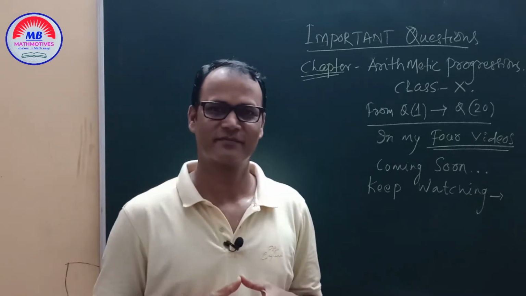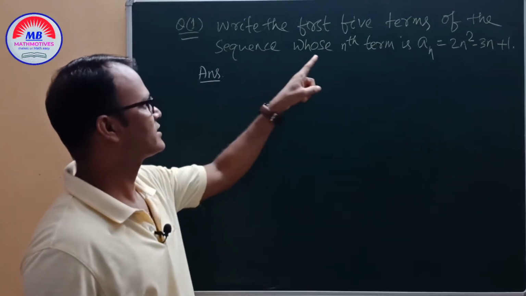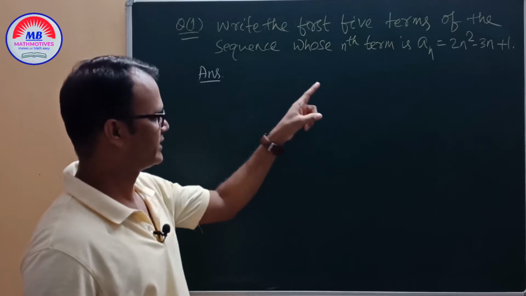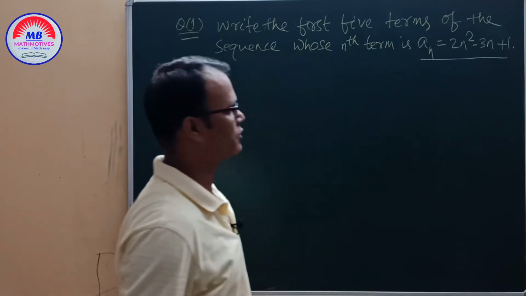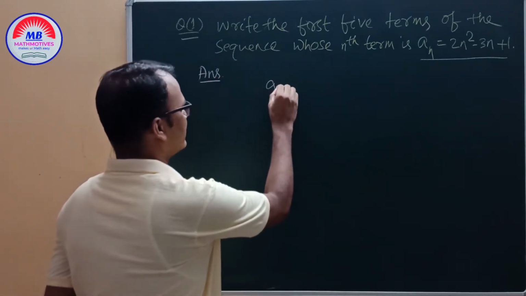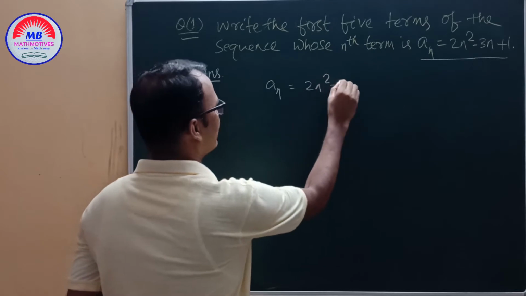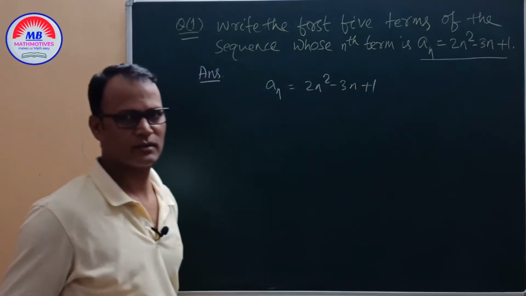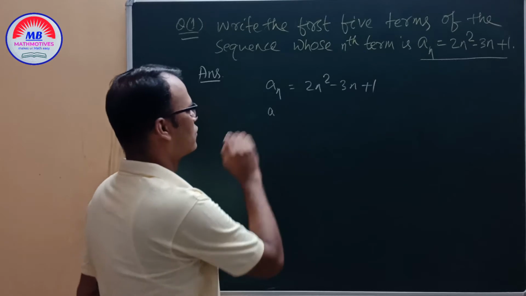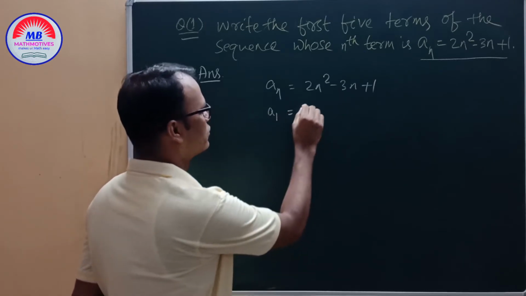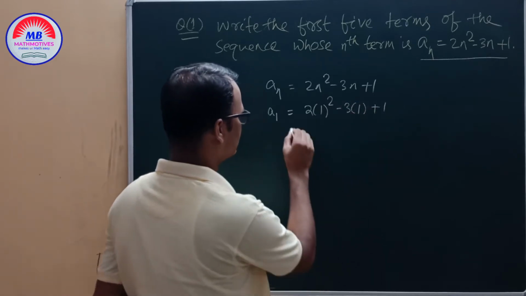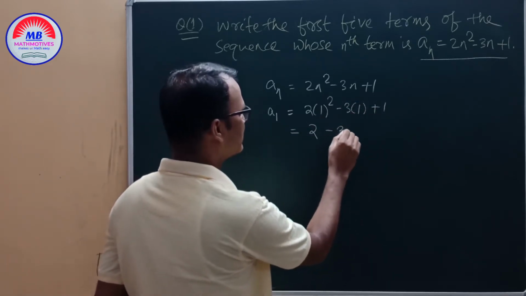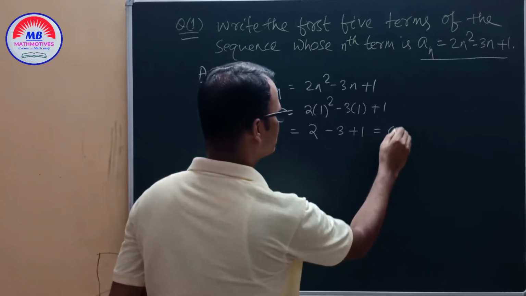Let us start from question number 1. First question, write the first 5 terms of the sequence whose nth term is an equal to 2n square minus 3n plus 1. First term, put 1 in place of n. So a1 equal to 2 into 1 square minus 3 into 1 plus 1, that equal to 2 minus 3 plus 1, that equal to 0.